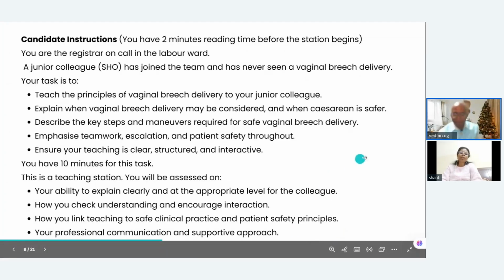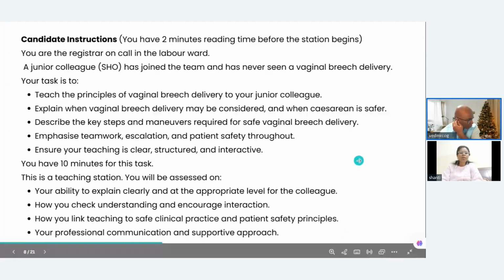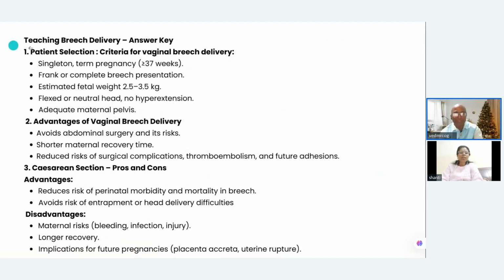Okay, so I think it was a quite good station for teaching breech delivery. So singleton term breech delivery, more than 37 weeks. Another thing, preterm vaginal breech, and if the breech comes undiagnosed breech.